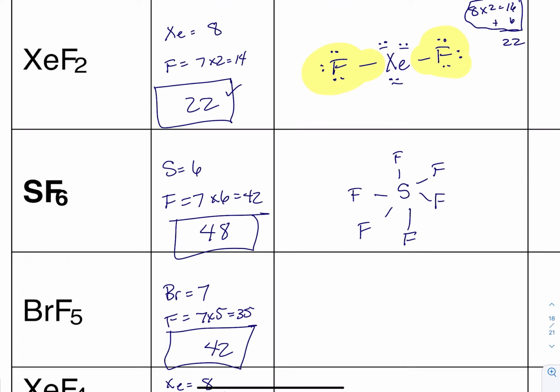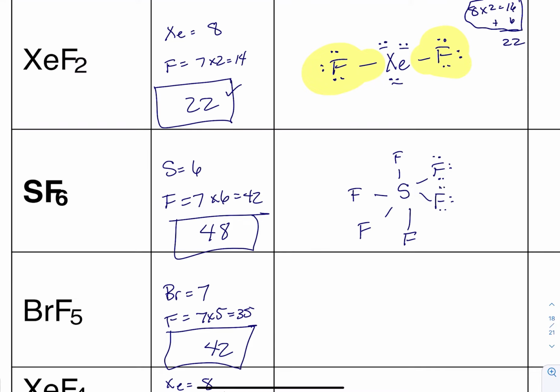So notice that this sulfur already has more than 8. It has 2, 4, 6, 8, 10, 12 electrons around it. And you know what? It's a third row or below, and that's fine. Yep, you can have 12 electrons around it. So now I'm going to put in my extra electrons.